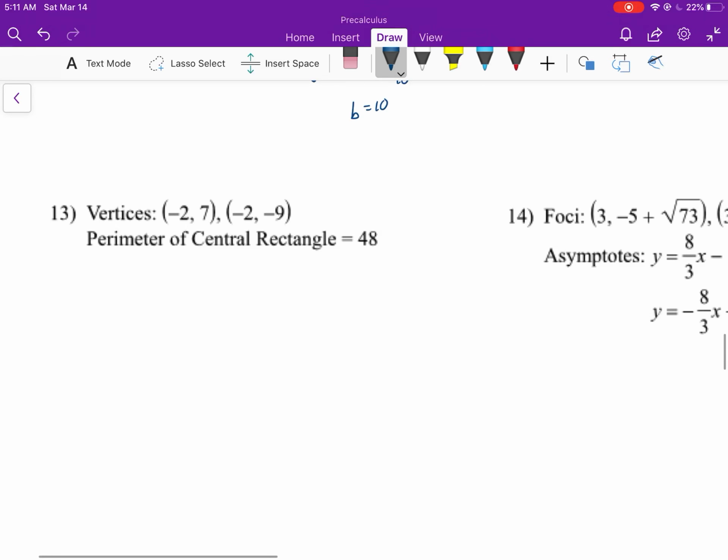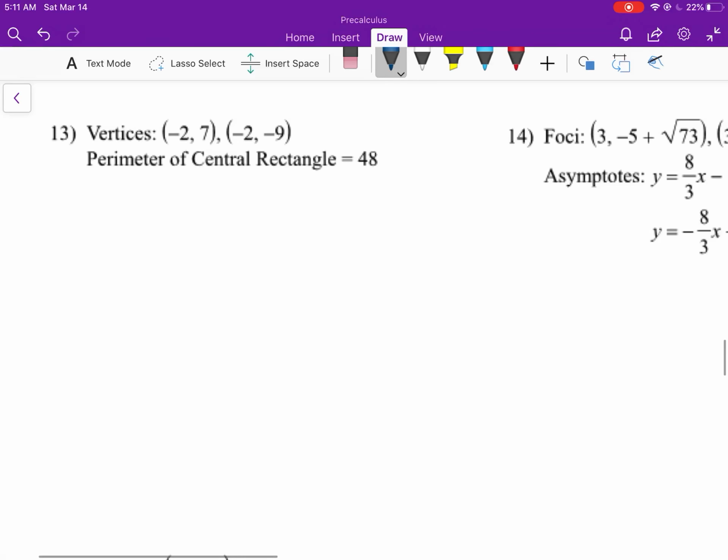Let's take a look at number 13. 13, again, we're dealing with a hyperbola. So let's go ahead and write our fraction equal to 1. And we'll have to figure out if this is vertical or horizontal. We're going to find our 4 different things. Once again, our X value of the center, the Y value of the center, the value of A, and the value of B.